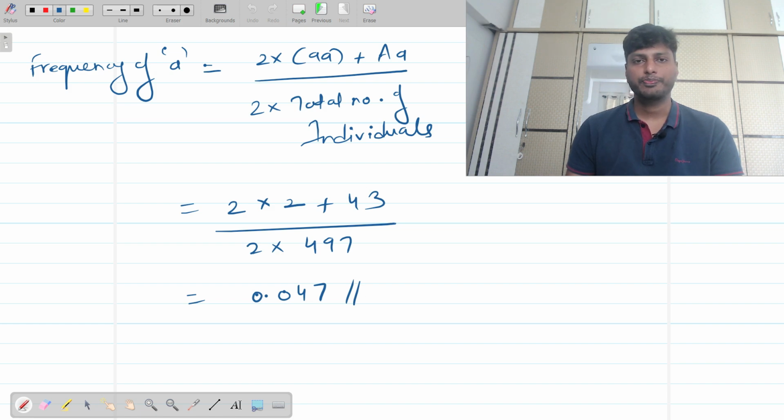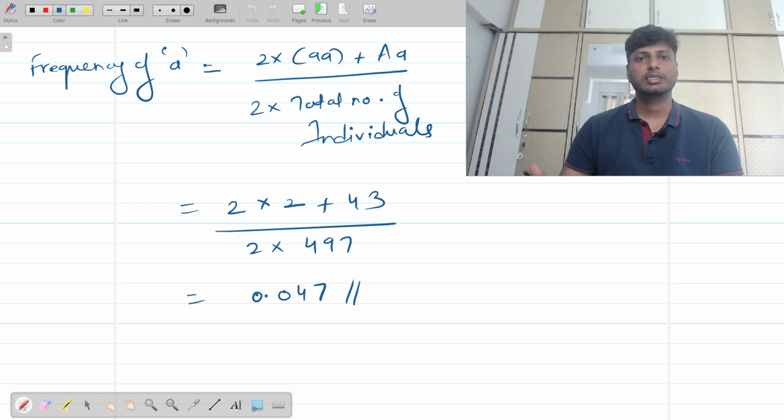So always remember that the frequency of any allele, whether it is a dominant allele or a recessive allele, is going to be less than 1, because obviously not all the individuals are going to have the dominant allele, neither are all the individuals going to have a recessive allele. So always the frequency of a particular allele is going to be less than 1. But if you calculate the total frequency of alleles, that is the frequency of capital A plus the frequency of small a, it is going to be approximately 1.